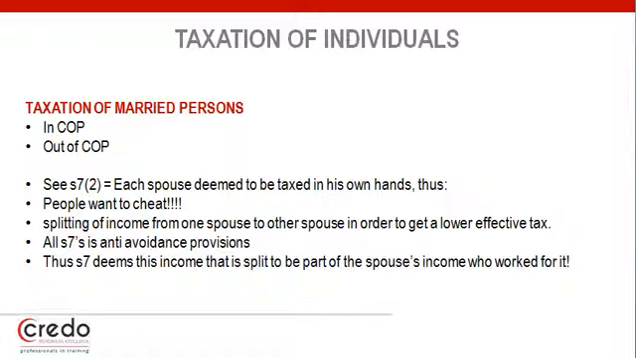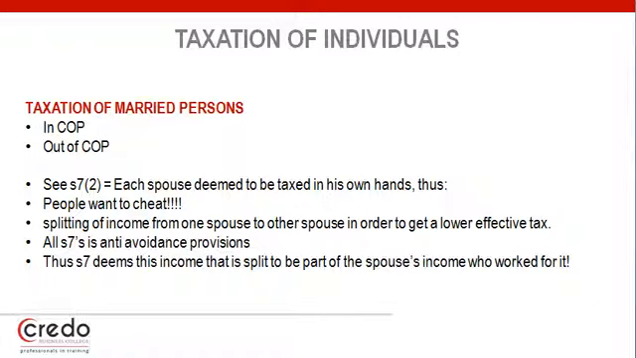So section 7.2 says each spouse is deemed to be taxed in his own hands. Thus, even though people want to cheat, they cannot cheat. The splitting of income from one spouse to the other spouse in order to get a lower effective tax rate. All section 7s are anti-avoidance provisions. Thus, section 7 deems income that is split to be part of the income of the spouse who worked for it.